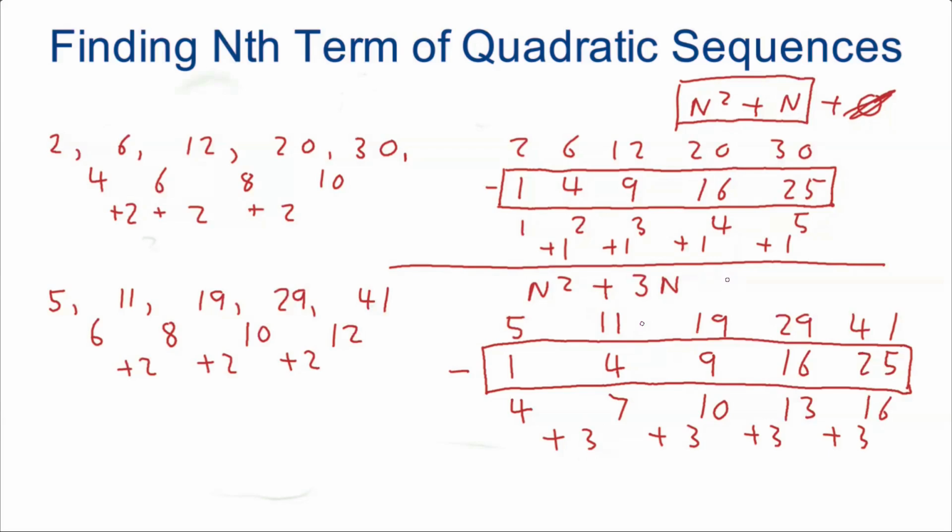Now, what's this last bit? For the first term, which is 4, on the linear part, when n is 1, 3 times 1 is 3, but we need 4. So we need to add a 1 on, +1, like that. N squared plus 3n plus 1. We'll try it for the last term. Make sure it fits. 5 squared is 25, plus 3 5s, which is 15, which is 40. Add a 1, 41, so it works.